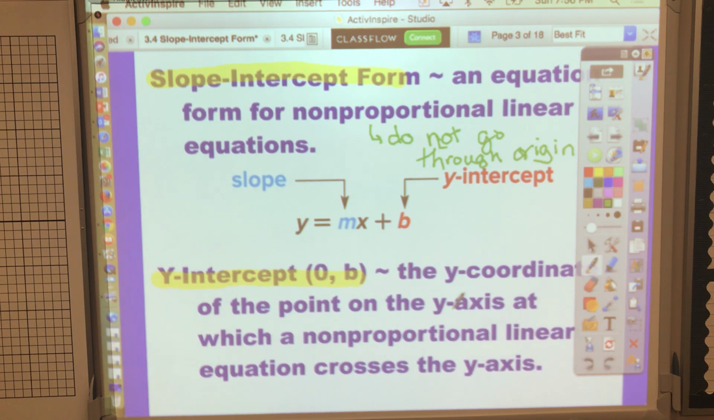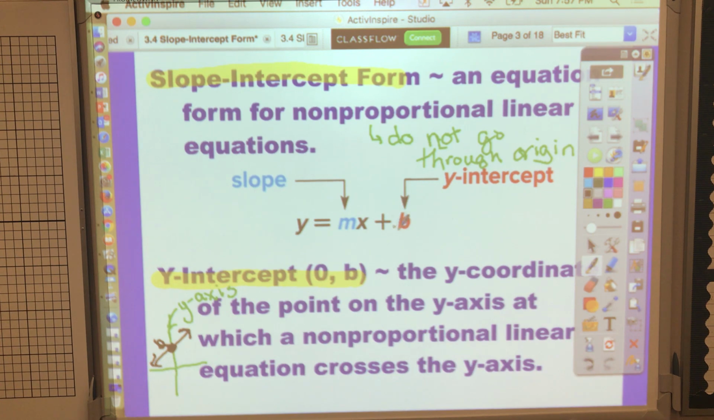What a y-intercept is, is the y-coordinate of the point on the y-axis at which a non-proportional linear equation crosses that y-axis. And remember, when you have a coordinate plane, this vertical number line, this one right here, is our y-axis. So we have an equation graphed on it. The point where it crosses that y-axis is our y-intercept. That's our letter b.